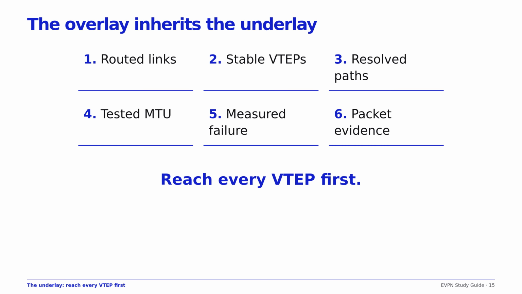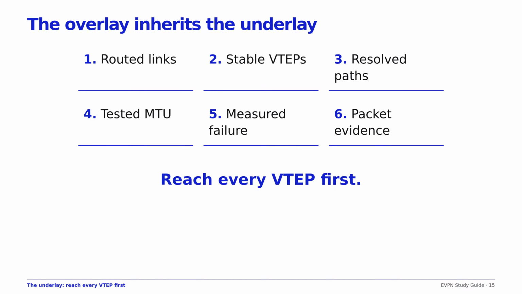The core learning is this: the overlay inherits the underlay. Routed point-to-point links create a legible fabric. Stable loopbacks preserve endpoint identity as links change. A written routing contract originates only the required infrastructure reachability. Equal cost paths must exist in forwarding state, not merely on a diagram.